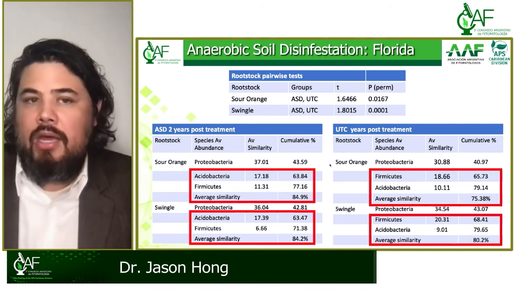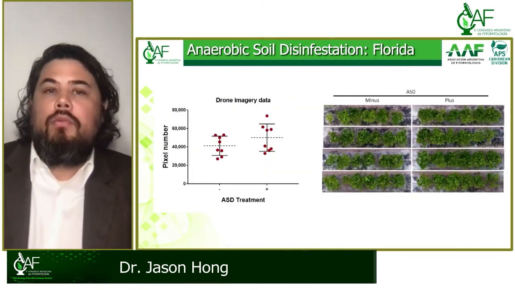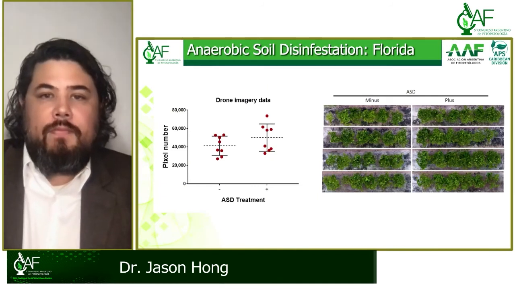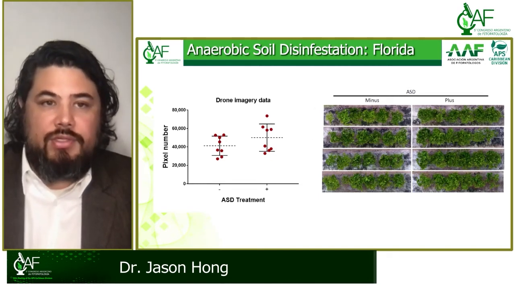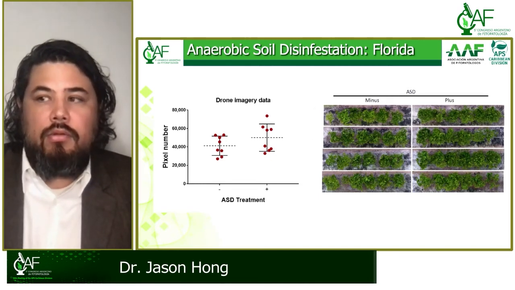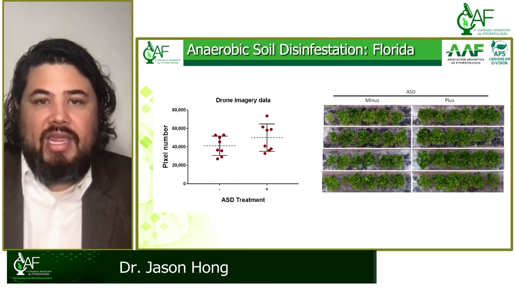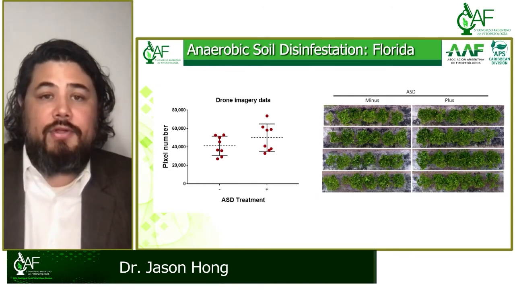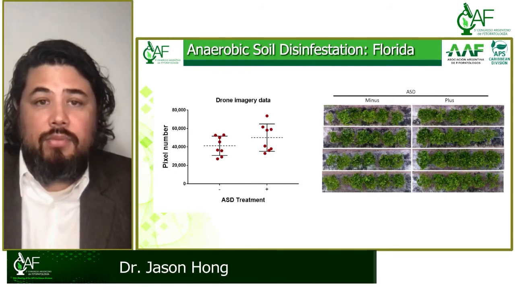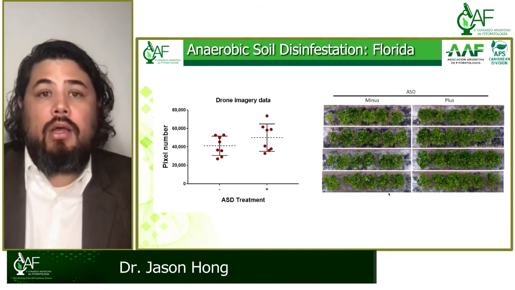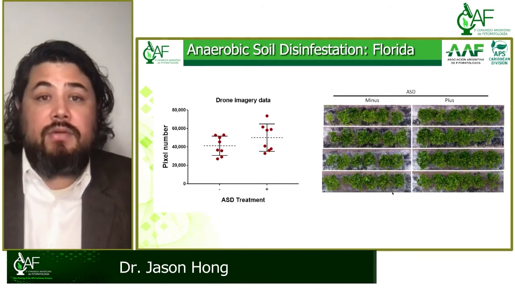But what does this mean? How does this affect the crop? Using drone imagery, we looked at the ASD treated trees and the non-treated trees, and we found that the ASD treated trees had a greater canopy than the non-treated trees. This was taken 4 years after planting, after the ASD treatment. Unfortunately, all the trees tested positive for HLB.